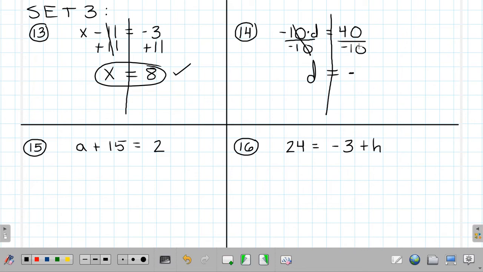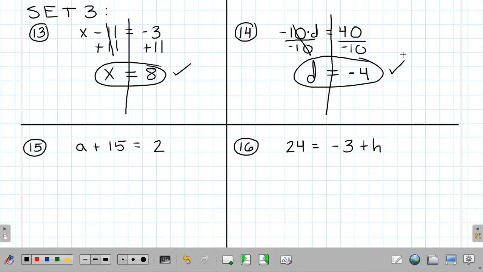Positive over a negative is a negative. 40 divided by 10 is 4. So in this case, our answer is d is equal to negative 4, meaning if we plug negative 4 back in, negative 10 times negative 4, a negative times a negative is positive 40.